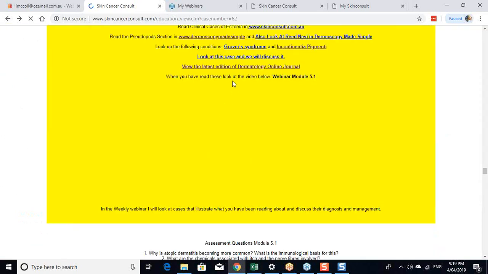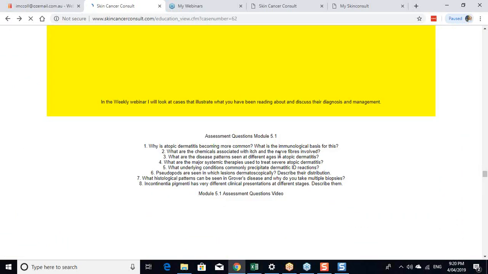Okay, in the time that we have available, let's just have a quick look at some of these questions. I may do some of them myself. The question there, why is atopic dermatitis becoming more common? And what's the immunological basis for this?